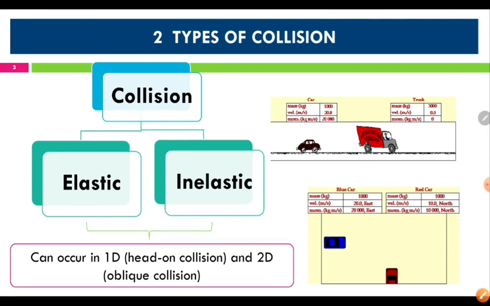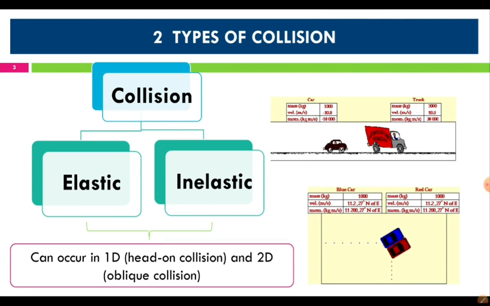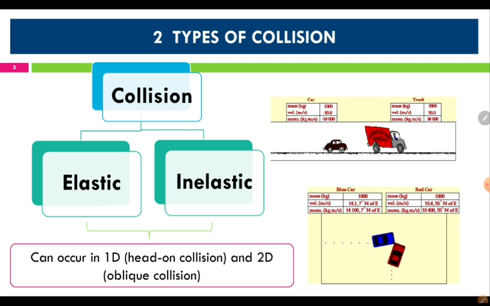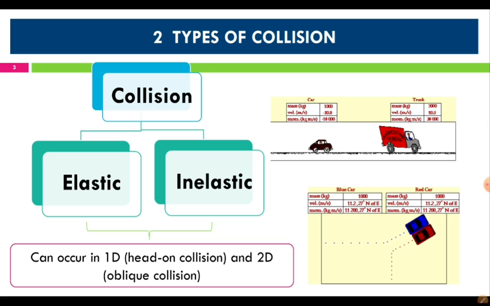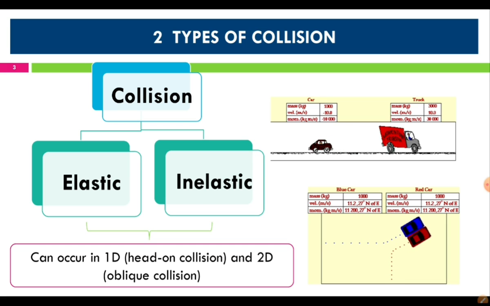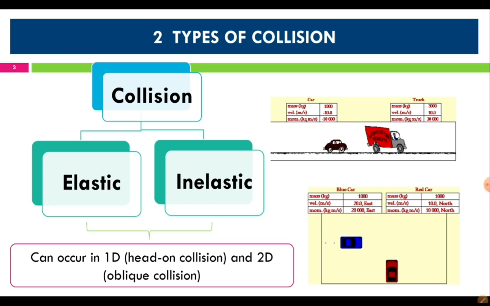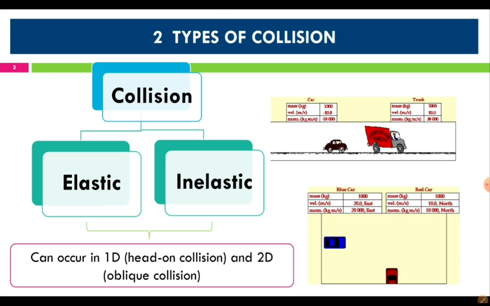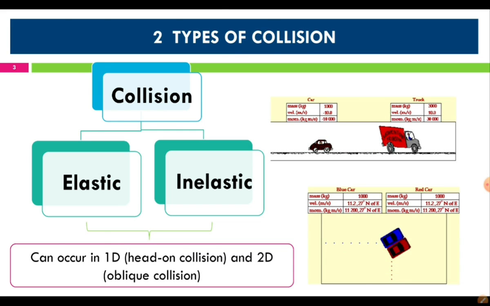There are 2 types of collision. The first is elastic collision and the second is inelastic collision. These 2 collisions, elastic and also inelastic collision, can occur in 1D, which is also known as head-on collision, and also can occur in 2D, two-dimensional collision, which has a special name known as oblique collision.